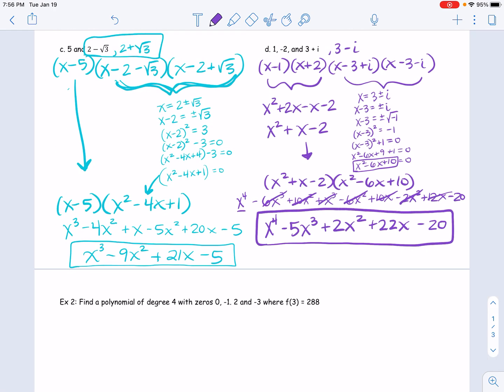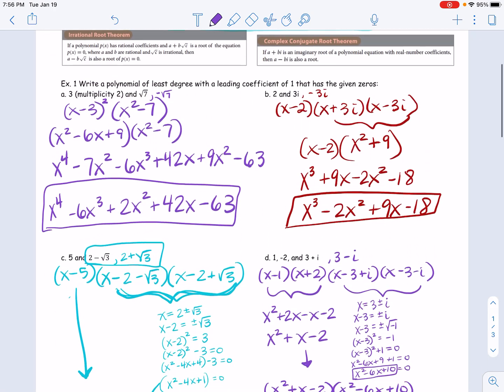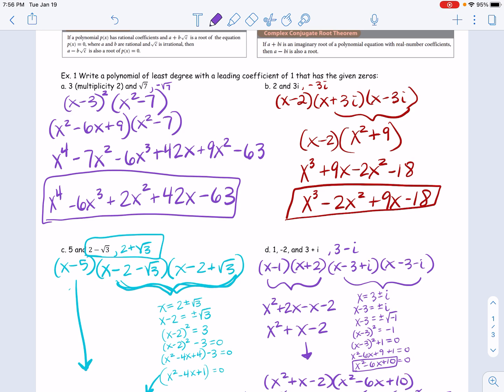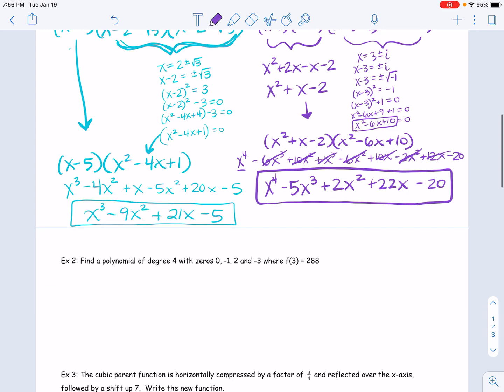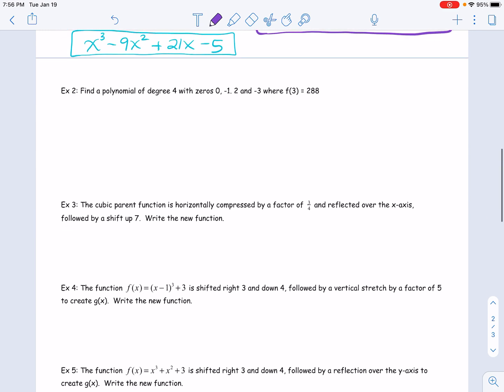Okay, this is not hard, guys. When I give you the 0, you write it as a factor. The only thing that's different now is remembering if I give you an imaginary or an irrational, you have to write the other one, the conjugate of it, okay? If I give you something that's positive, write the negative. If I give you the negative, give me the positive. All right, a lot of multiplication. All right, let's try one more time.